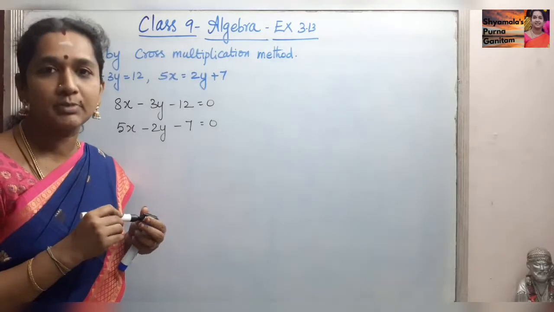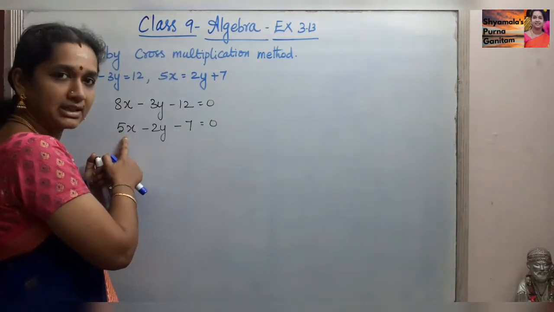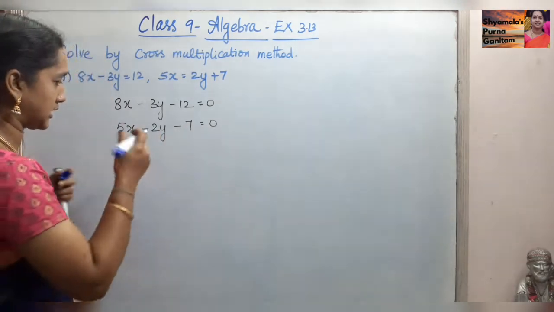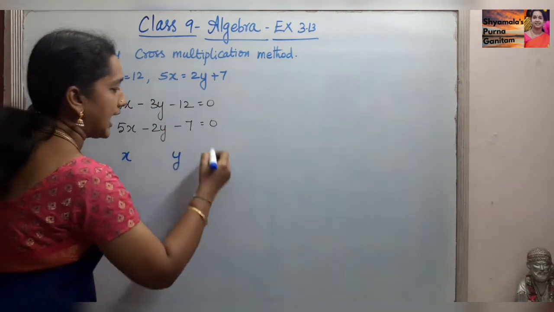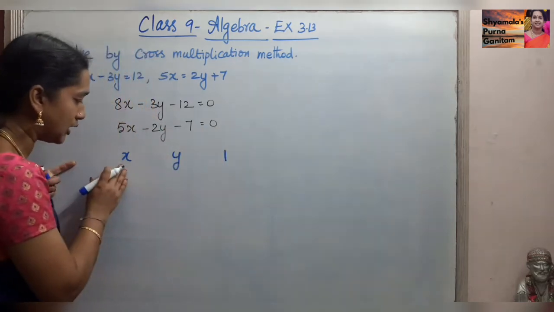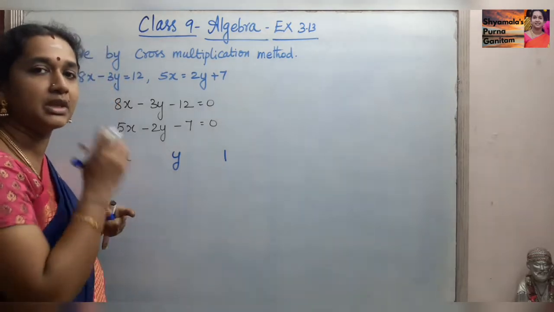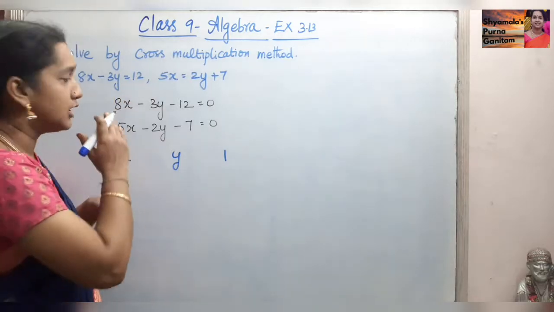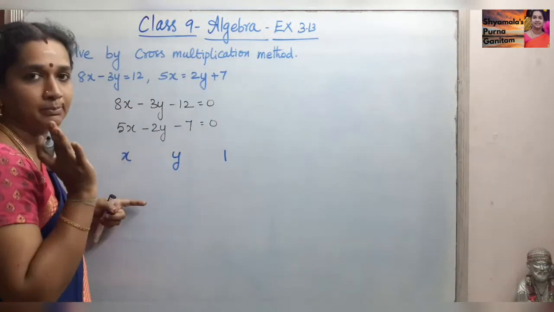In this cross multiplication, how we are going to do it is, there are three terms: the x coefficient, the y coefficient, and the constant term. So we'll write x, y, and then 1 for the constant term. Below this x, below this y, and below this 1, we are going to write something such that we'll do cross multiplication for the coefficients only.